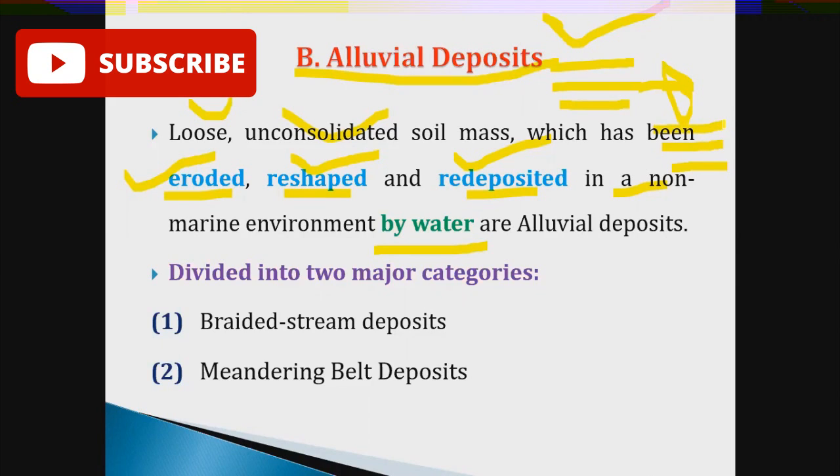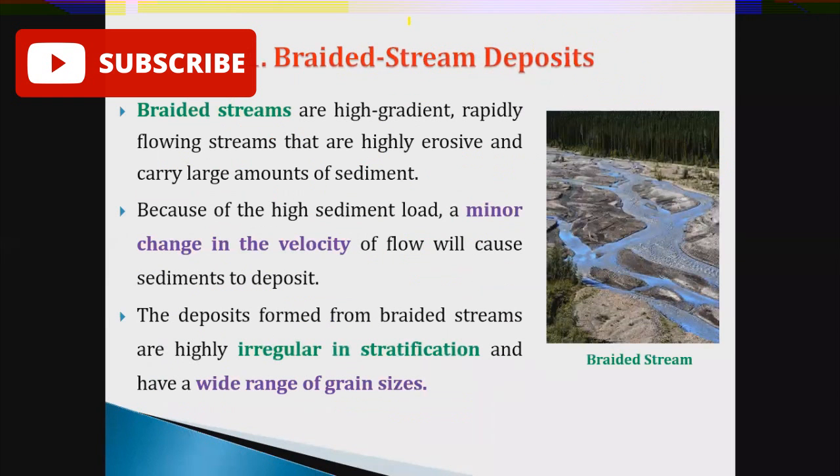Now the alluvial soil deposits may be further divided into two categories. Number one is the braided stream deposits, and number two is the meandering belt deposits. Now let me discuss the braided stream deposits.